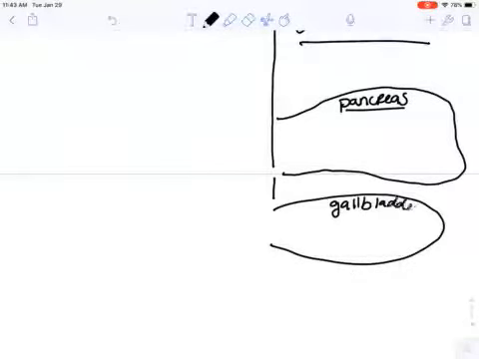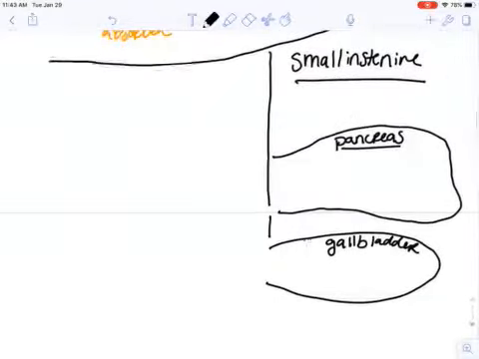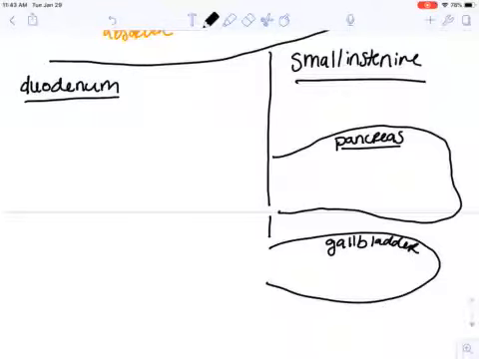This is all occurring in the first section of the small intestine, which is your duodenum. The duodenum is not going to do a whole lot in absorption. So the only thing that we're going to absorb is most minerals. So most minerals absorbed, because we still need to do a lot of digestion from the pancreas, as well as the gallbladder.